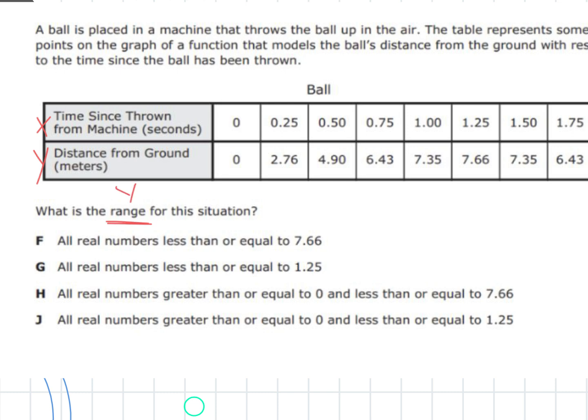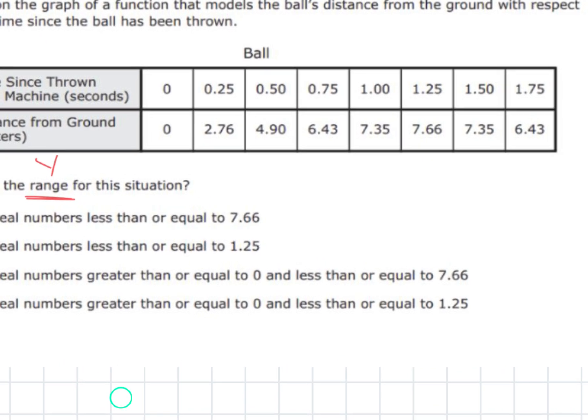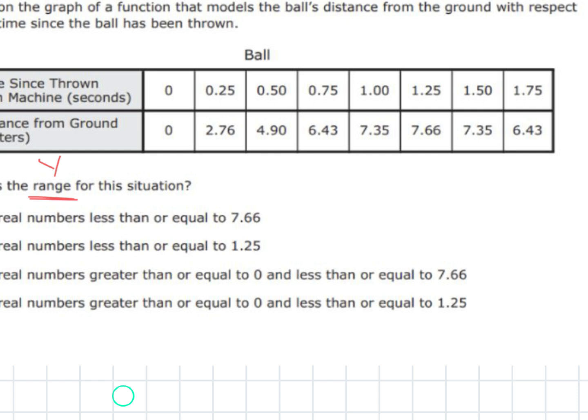Range is going to be y. So you can put this in Desmos and look at the graph, but we know that it's going to be least to greatest. So if we set up our pattern, what is the lowest number you see in this row right here? 0. So the ball is on the ground at that point. And then remember, it's just to the greatest. What's the greatest number you see in that row?